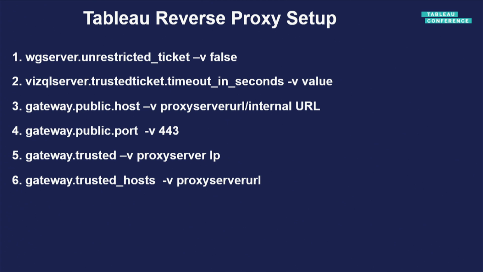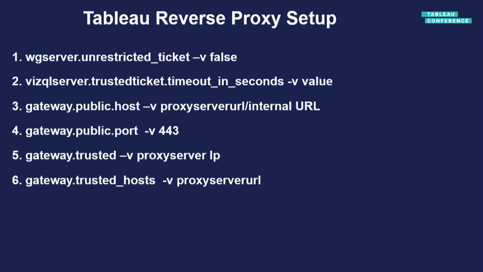Then gateway.public.host, where I put two things: the proxy server URL as well as the internal URL. The reason I put two is that if you're doing a publishing activity, you don't want your users to use a proxy URL to publish objects into the Tableau server. You want them to still use a URL which is inside the network, which will be more quickly accessible.